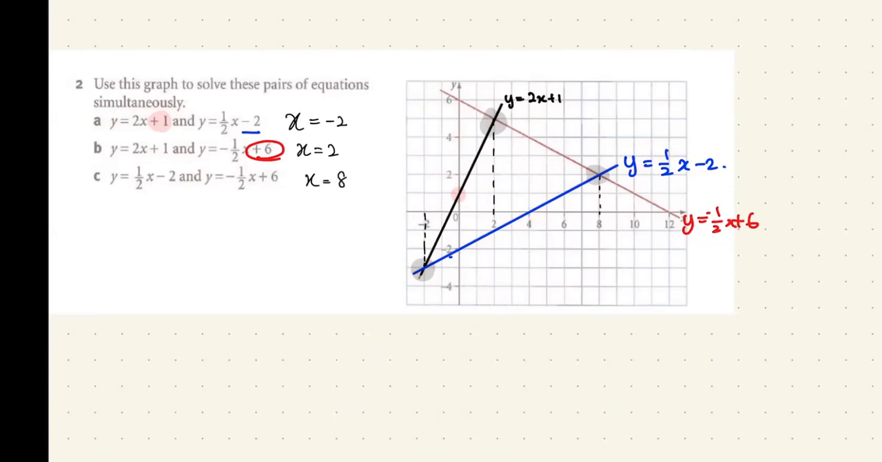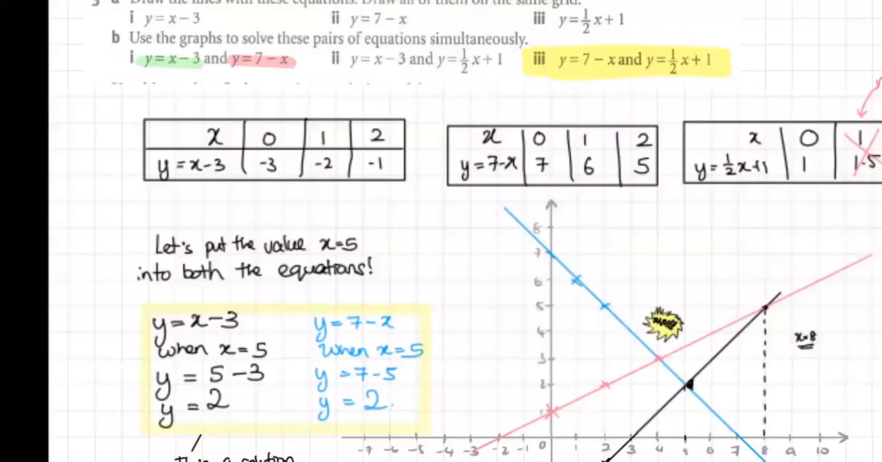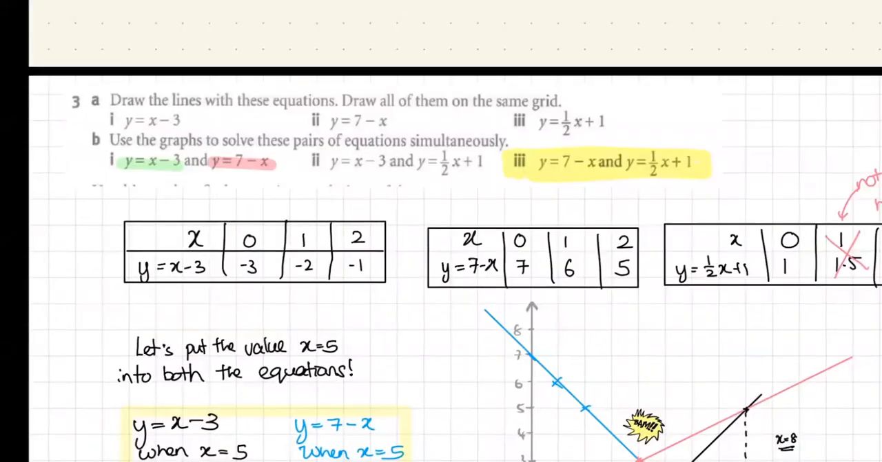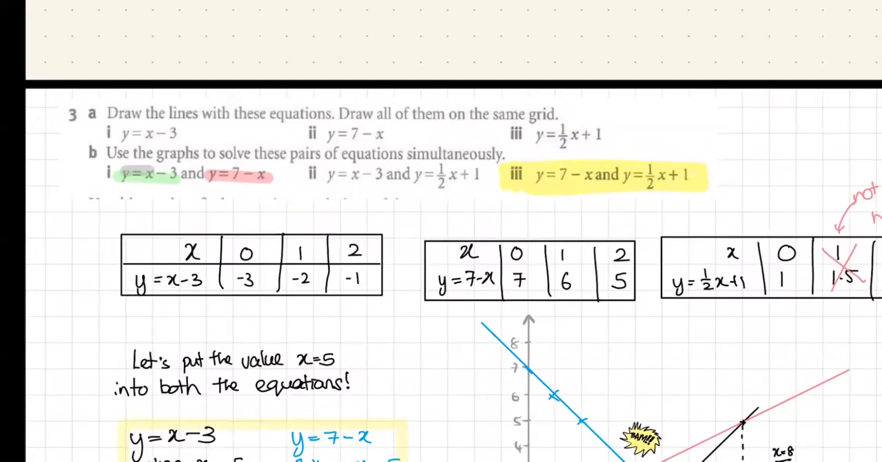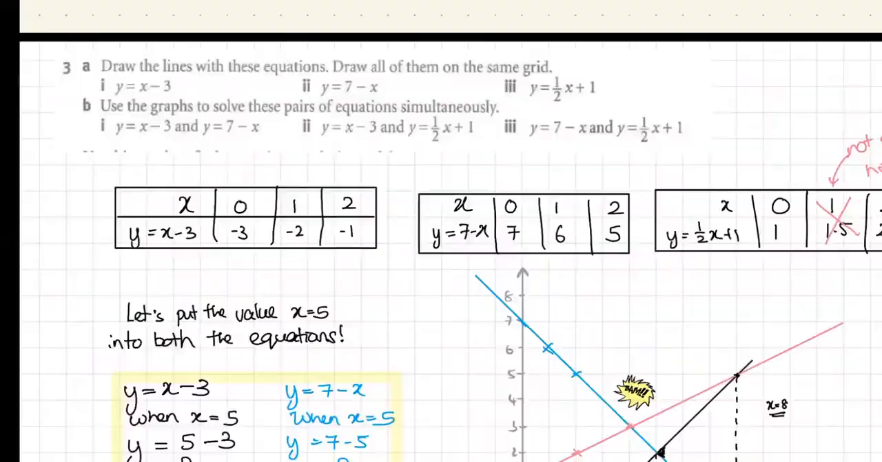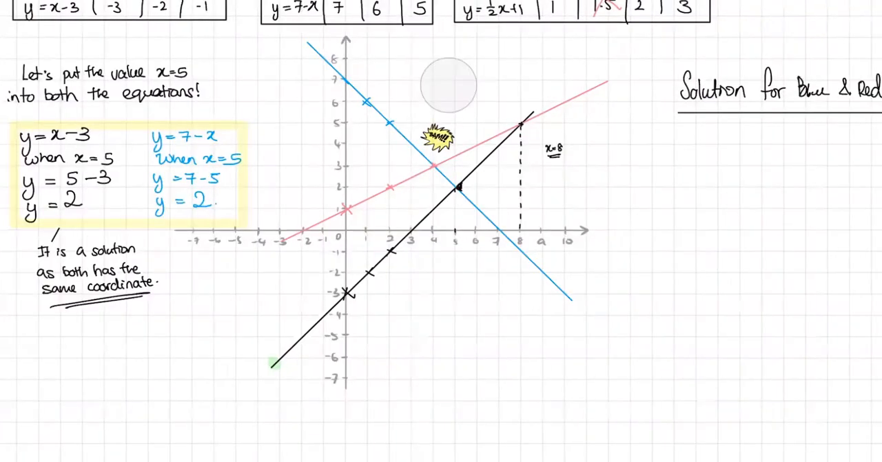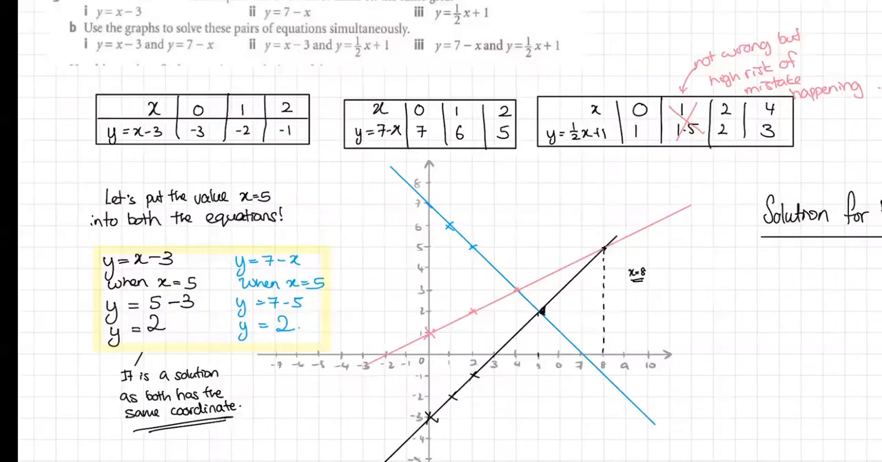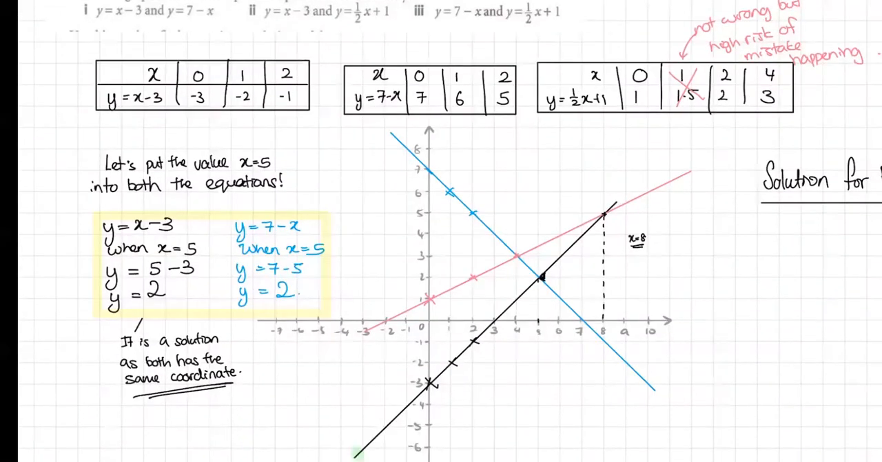Right? So let's look at number 3. Draw the lines with these equations, all of them on the same grid. We actually did this already, and I'm just going to show it to you right here. So these are the lines that have been drawn, and you can see that each and every one of them represents one line.